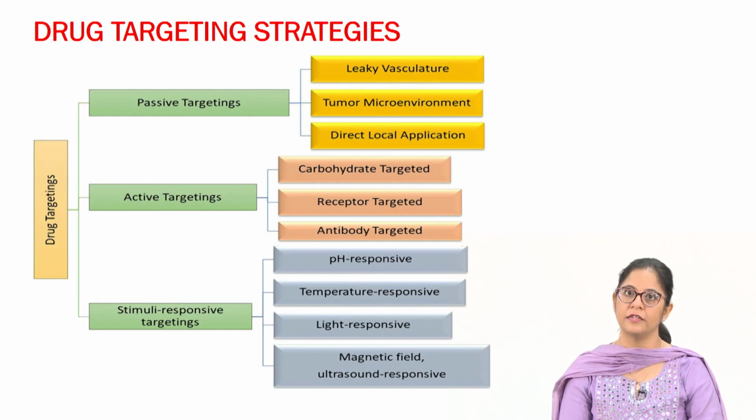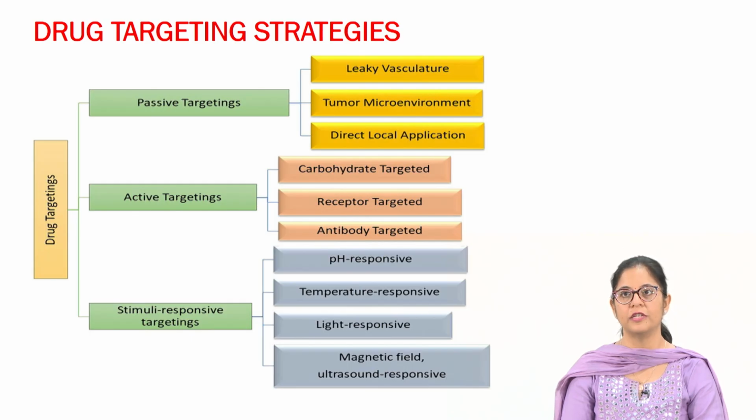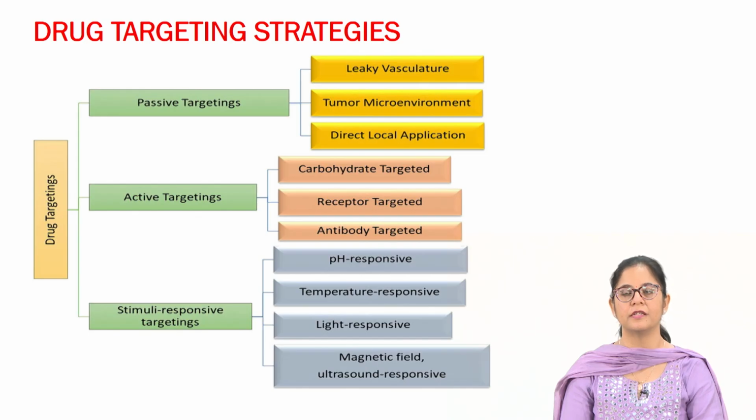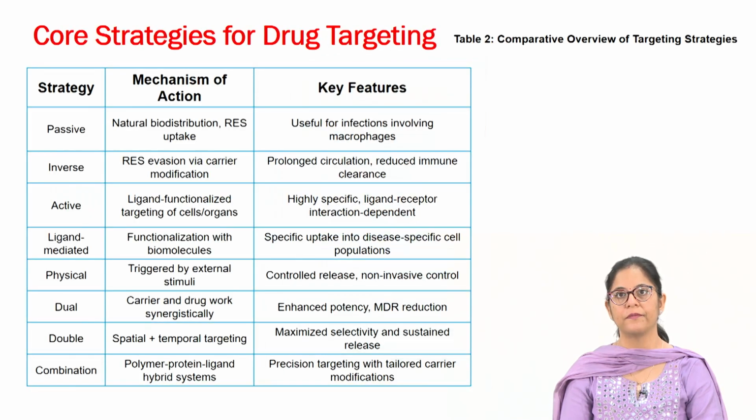So the targeting strategies include the passive targeting, active targeting and stimuli responsive targeting. We have looked into few of these in the previous lectures. Passive targeting is based on the leaky vasculature, tumor microenvironment and direct local application. So, this is based on the physiological mechanism of the body itself. Active targeting involves receptor targeting, antibody targeted mechanism and carbohydrate targeted delivery. In stimuli responsive, pH responsive, temperature responsive, light responsive and magnetic field or ultrasound responsive drug delivery systems are used.